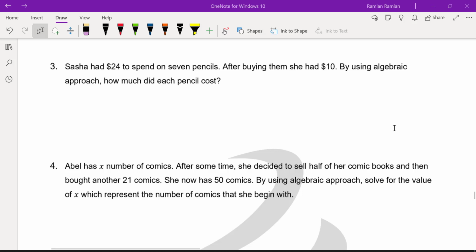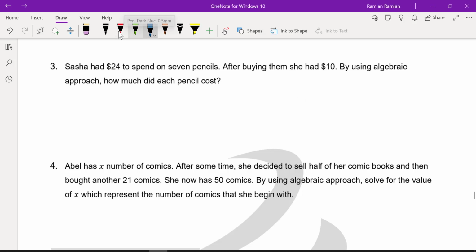Okay, next one, number 3. Sasha had $24 to spend on 7 pencils. After buying them, she had $10. By using the algebraic approach, how much did each pencil cost? So again, guys, for this one, I really need you to write down the equation. If you don't write down the equation and just find an answer, if it's correct then you'll get a point, but if it's not, you're not getting a point. But if you only write down the final answer without the algebraic process, then the marks will not be full.